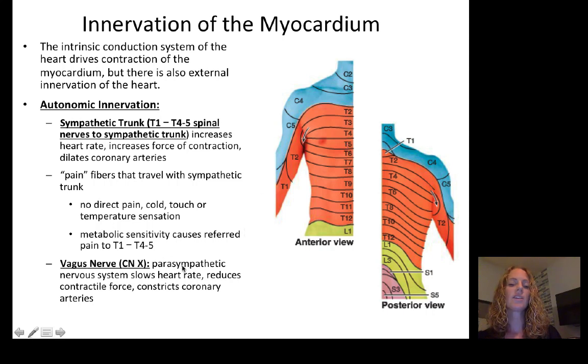There's also innervation to the heart through the parasympathetic nervous system, through the vagus nerve or cranial nerve 10. This will slow heart rate, reduce the contractile force of the myocardium, and some studies have shown that it can also constrict the coronary arteries.